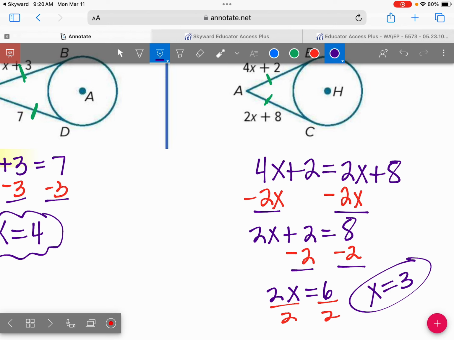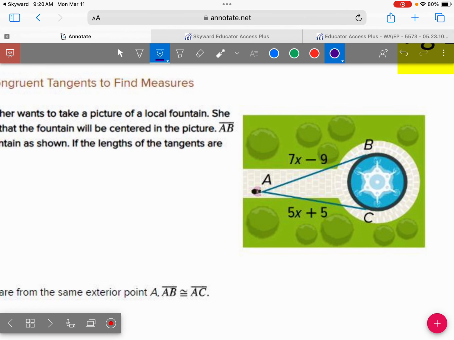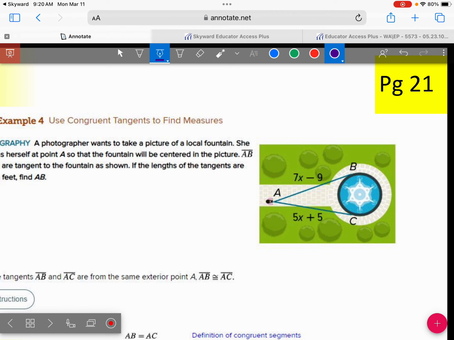So our last two are word problems, so we're going to go to the next page where we have to find x and then substitute it back in. And then we'll end there. So it says we have a photographer. So this is a person. And she's taking a picture of the fountain. So she's right here so that the fountain is centered.